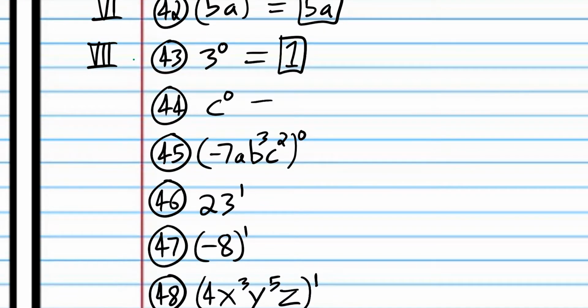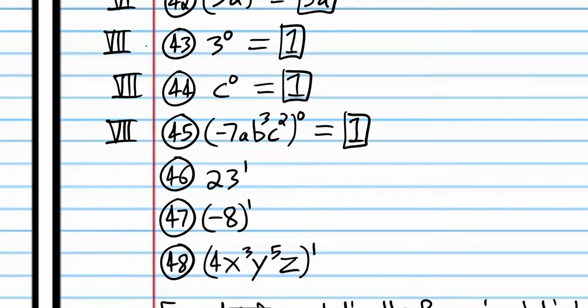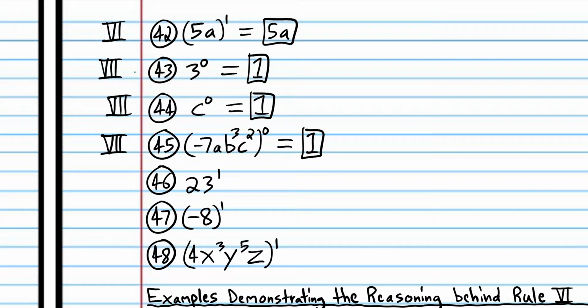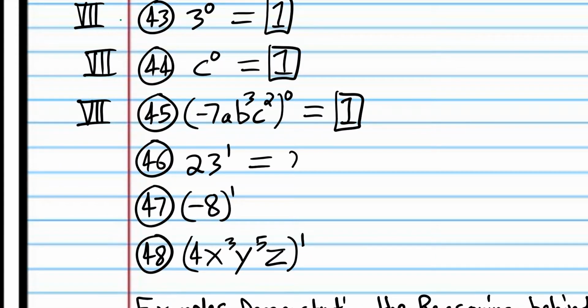All right, we're back. So raising c to the 0 power, that's just 1. And that's rule number 7. Raising anything to the 0 power is just going to give you 1. And again, that's rule number 7. So try number 46. Now we're raising to the first power, and when you come back, we'll do it together. All right, we're back. 23 to the first power is 23. It doesn't change, remember? That is rule number 6.